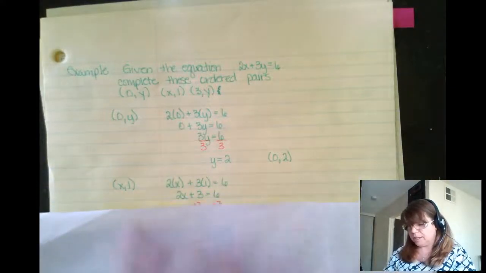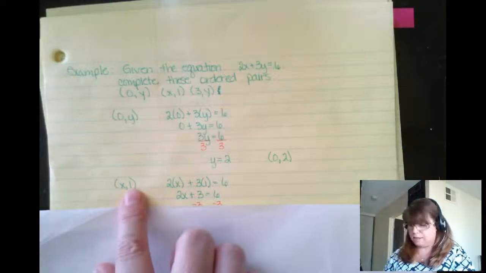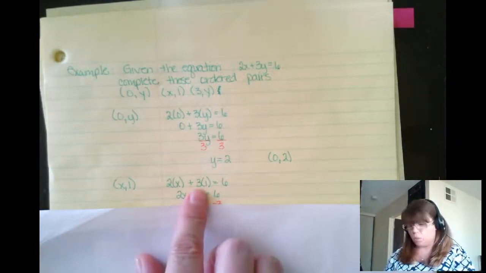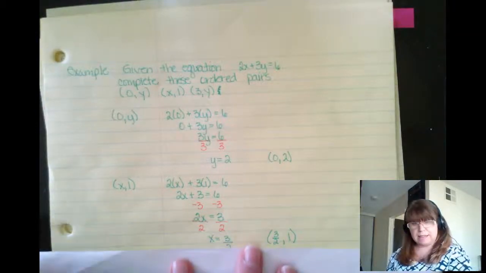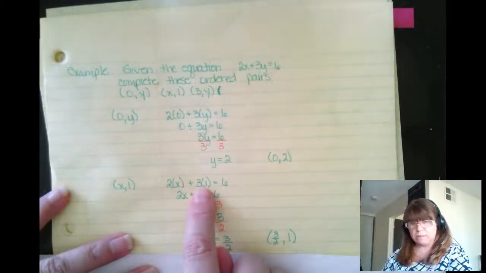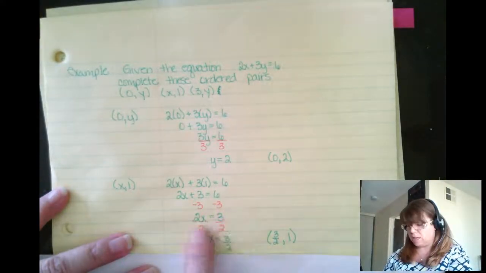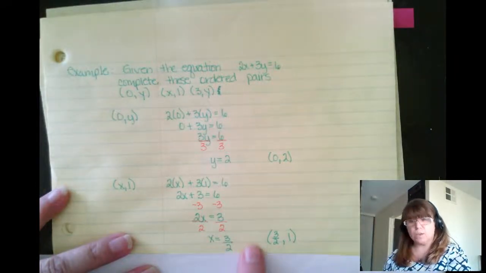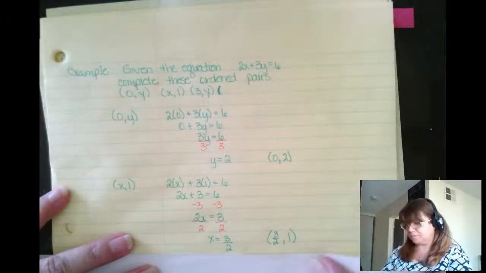Let's plug in the next one. y is 1. We're looking for x given y. Wherever we see a y, we're going to plug in a 1. Do the math down until we find x. So let's plug a 1 in here. We have 2x plus 3 equals 6. Subtract 3 from each side. 2x equals 3. Divide by 2. x equals 3/2. So our solution set is 3/2, 1.